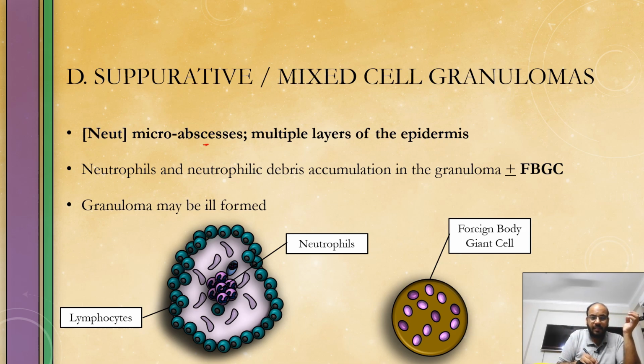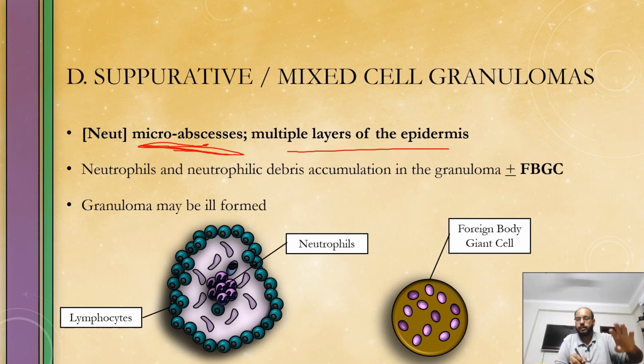Okay. So in mixed cell granuloma, you see neutrophilic microabscess. And these microabscesses can be seen in multiple layers of the epidermis. Now remember, these are just microabscesses, these are not granulomas. Granulomas are seen in the dermis, not in the epidermis. Okay? Let's mark here. So neutrophils and neutrophilic debris are seen along with granulomas in the dermis. So in the epidermis, you have multiple microabscesses of neutrophils. In the dermis, you have granulomas and neutrophilic abscess, along with foreign body type giant cells.